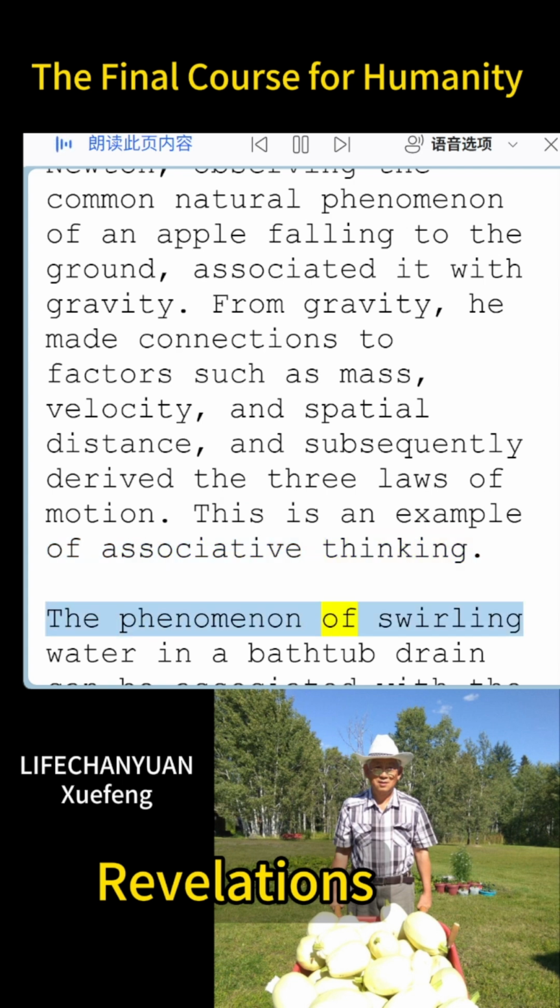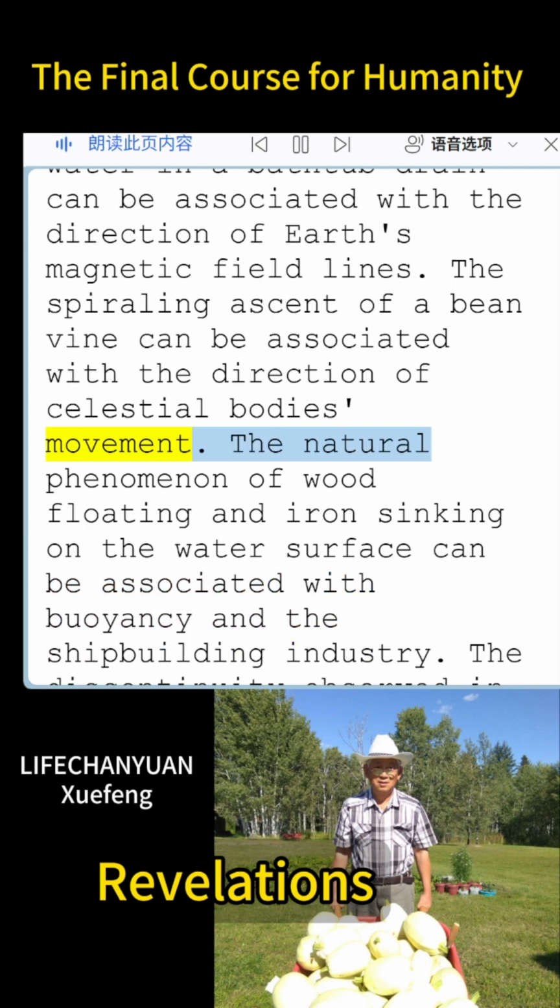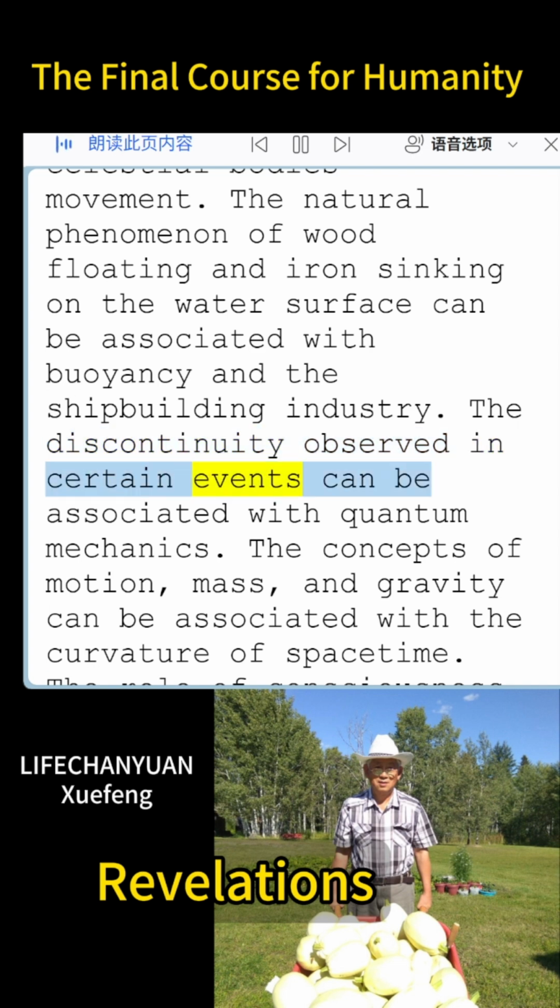The phenomenon of swirling water in a bathtub drain can be associated with the direction of Earth's magnetic field lines. The spiraling ascent of a bean vine can be associated with the direction of celestial bodies' movement. The natural phenomenon of wood floating and iron sinking on the water surface can be associated with buoyancy and the shipbuilding industry. The discontinuity observed in certain events can be associated with quantum mechanics.